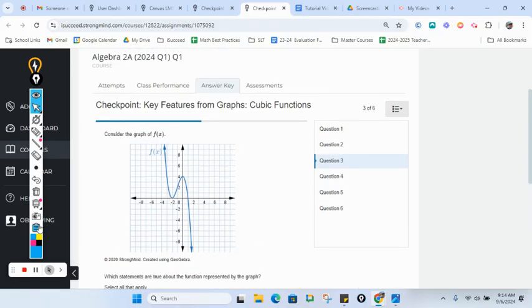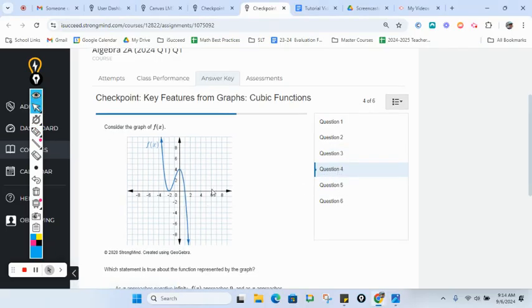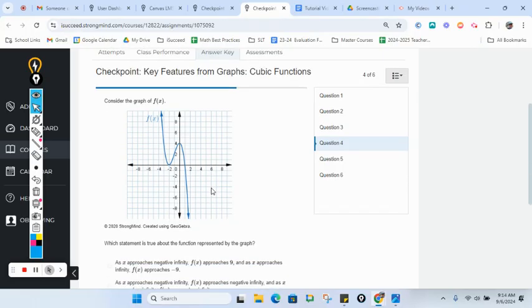Okay, zeros and y-intercept. I think, again, we can identify the zeros, 0, 0, and then the y-intercept. I think we're all okay on that one. Okay, and then let's look at one more together. Same graph, what is true?